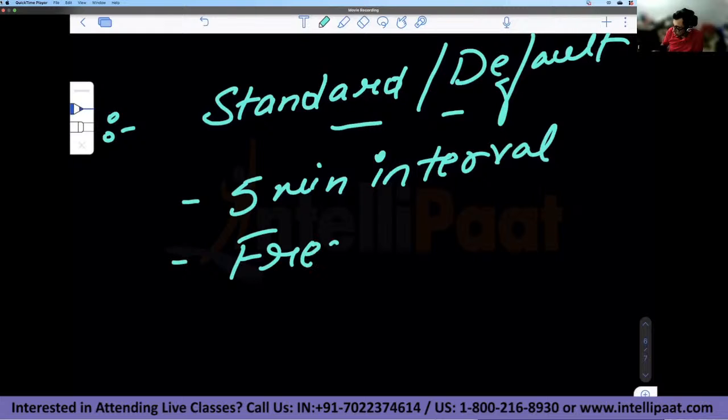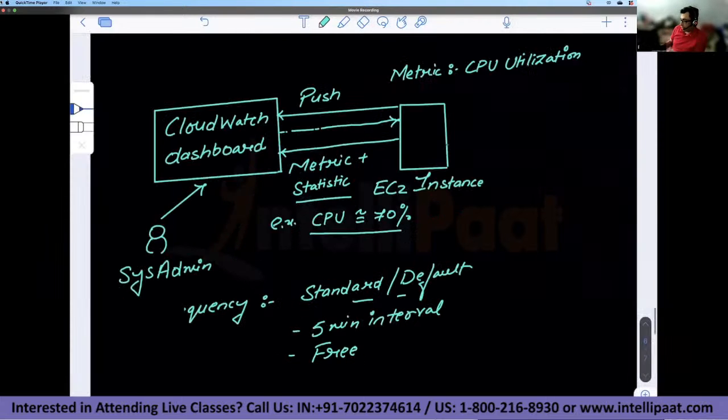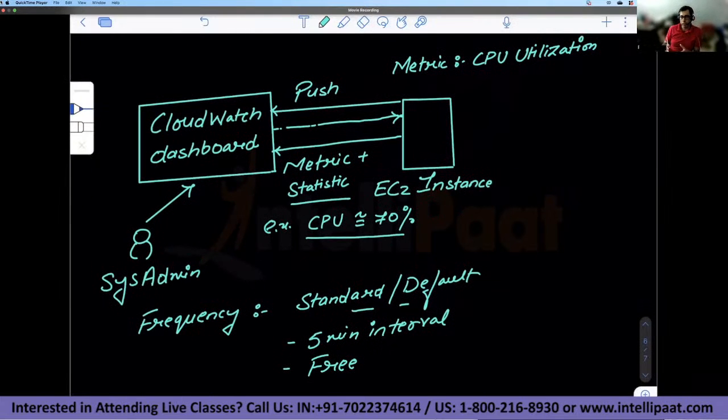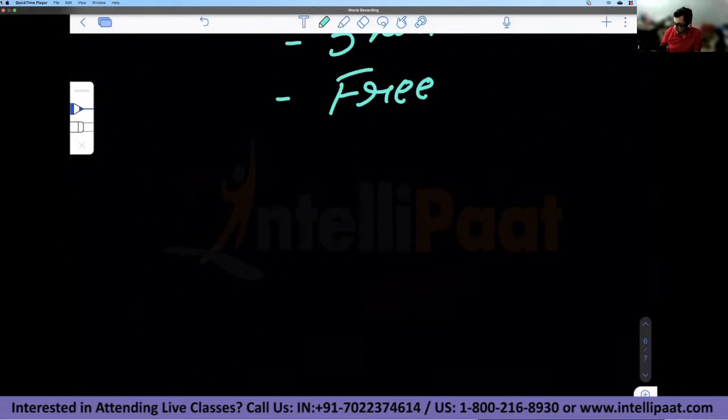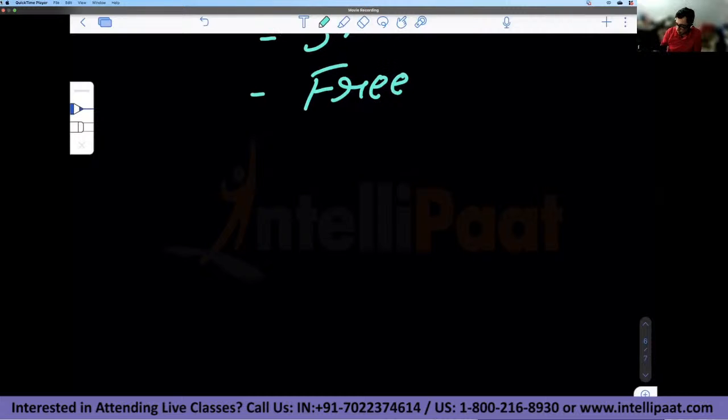So CloudWatch will monitor the performance of the instance every 5 minutes. On the dashboard, you can get the fresh statistics. Every 5 minutes, it will come up with new data, the real-time, present data. So that's the first one. The second frequency is the detailed monitoring.